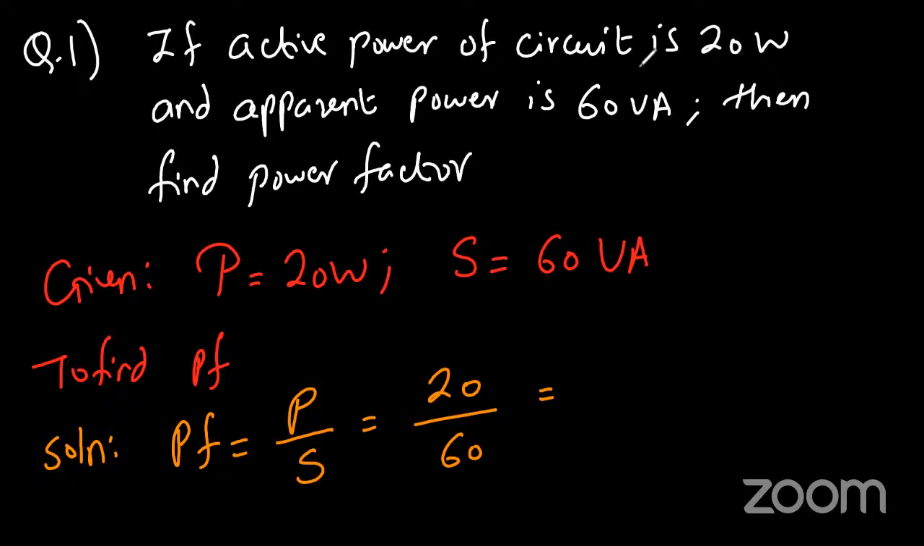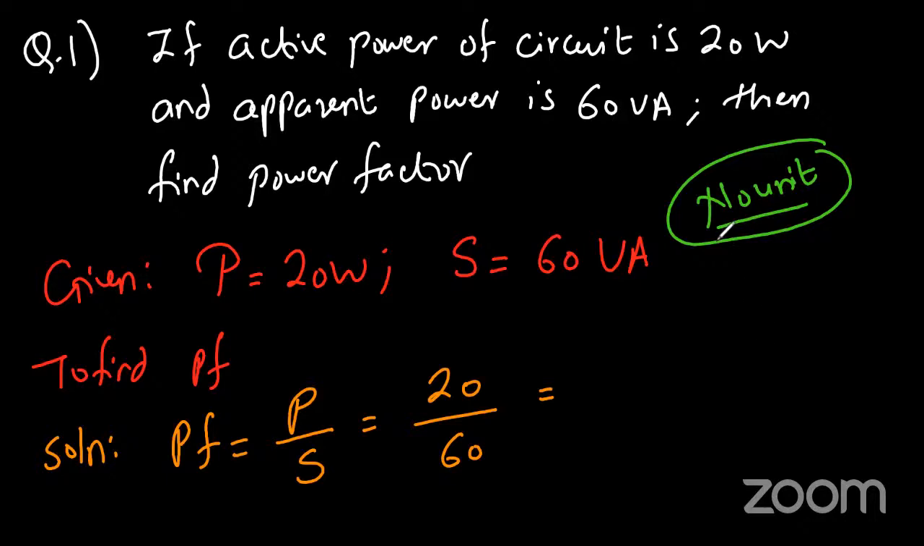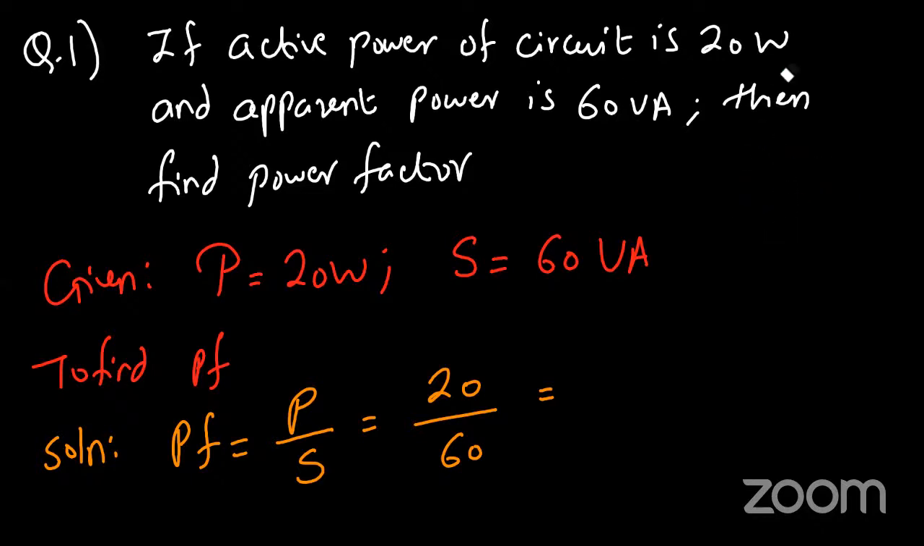And always remember, for the power factor there is no unit. Okay, power factor does not have any unit because it's a factor, na, of two powers. Both are different types of power, both are power, so that's why there is no unit. Power factor does not have any unit.